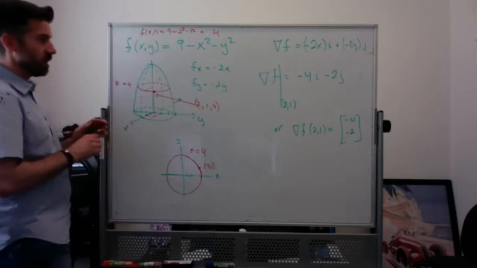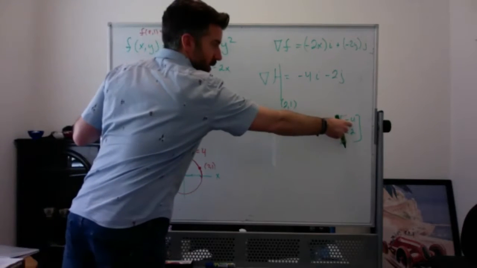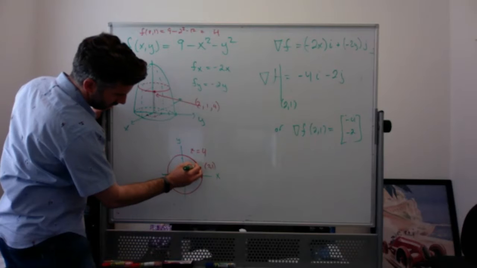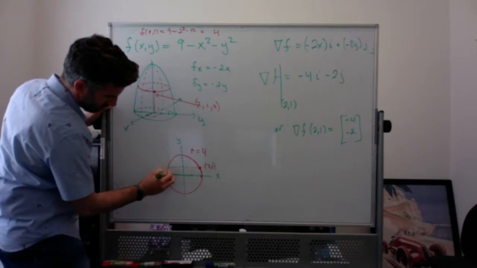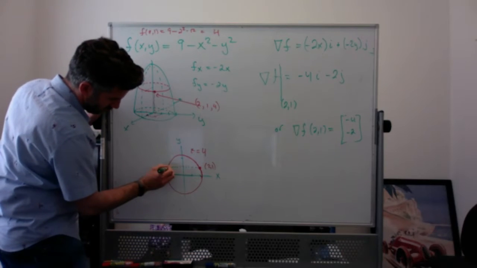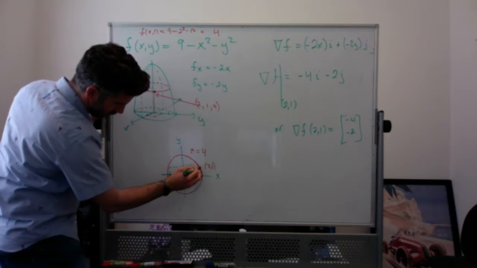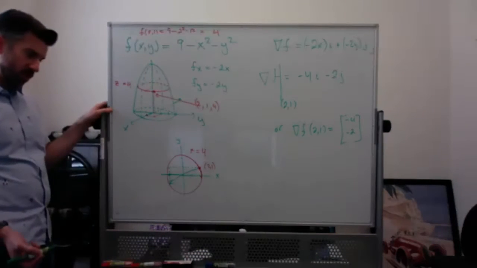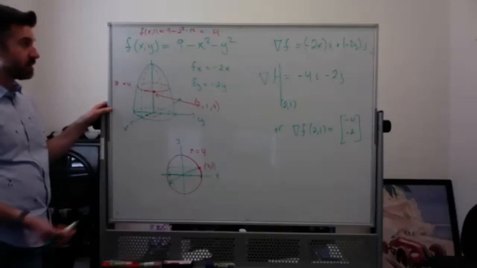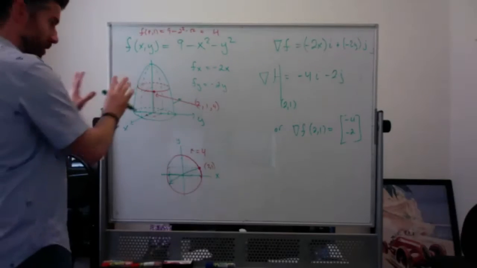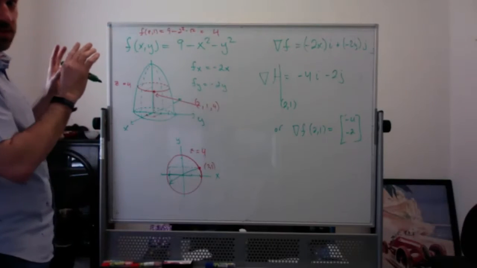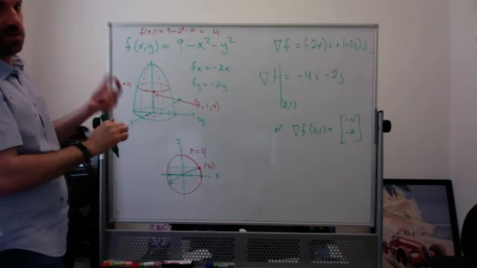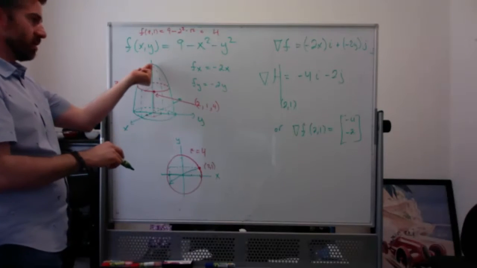And if I'm going in the (-4, -2) direction, I'm going 4 to the left and 2 down, which means I'm going that way, straight towards the origin, which makes sense. If I'm here and I'm climbing up this mountain, the way that's going to be the steepest is if I go straight towards the origin, because the top of the mountain is at (0, 0, 9).